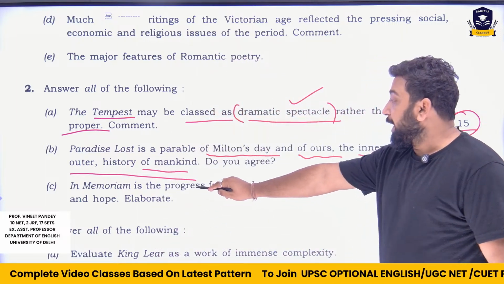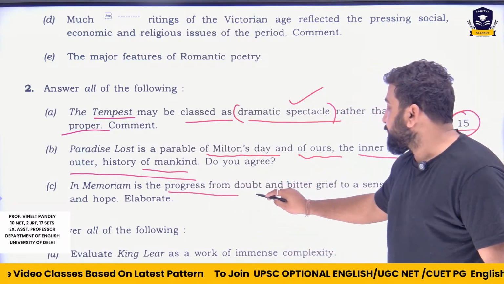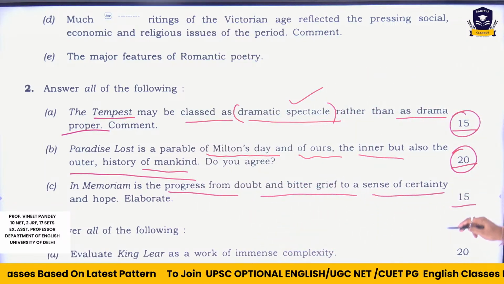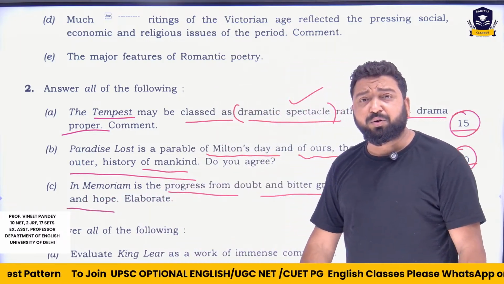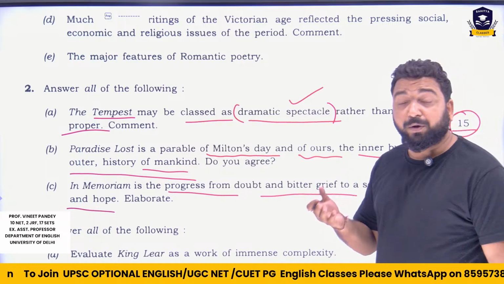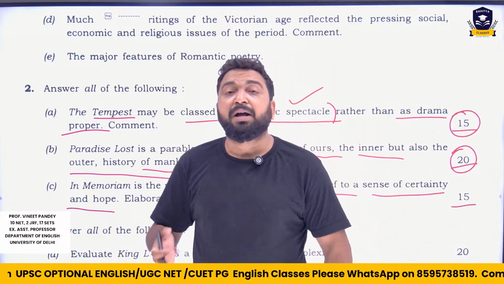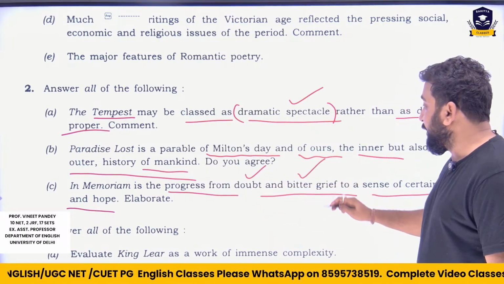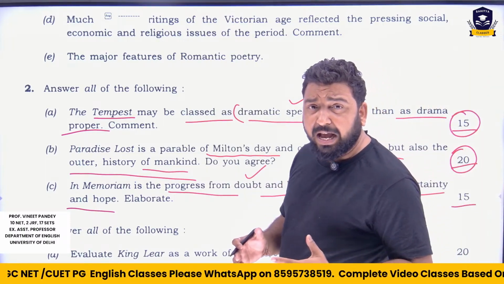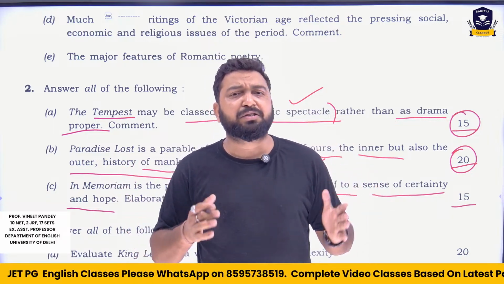Then comes In Memoriam is the progress from doubt and bitter grief to a sense of certainty and hope. How does In Memoriam start? We know that Tennyson took 17 years to write it for his best friend Arthur Henry Hallam. But how it starts with pain and other things. Doubt and bitter grief. Tennyson is crying, Tennyson is sad, he says break, break, break, tears, idle tears.